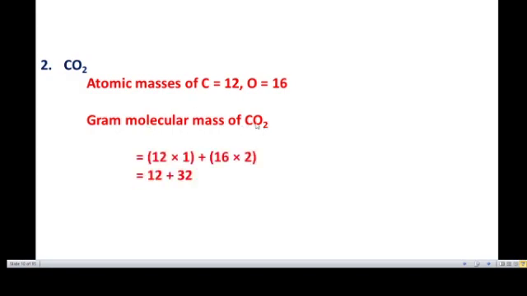Here 1 carbon atom and 2 oxygen atoms. How many carbon atoms? Only 1. So the mass of 1 carbon atom is 12, so 12 into 1, 12. The mass of 1 oxygen atom is 16, and 2 oxygen atoms are present, so 16 into 2. 12 ones are 12 and 16 twos are 32. 12 plus 32, that is the gram molecular mass of carbon dioxide, 44 grams.